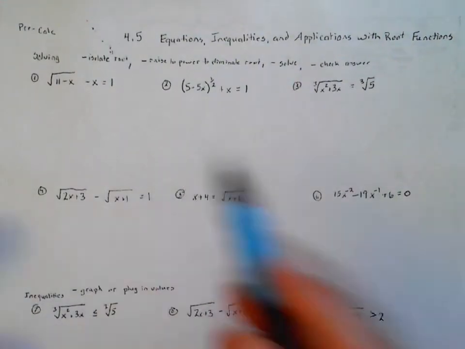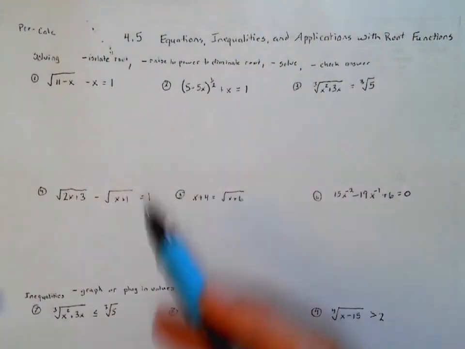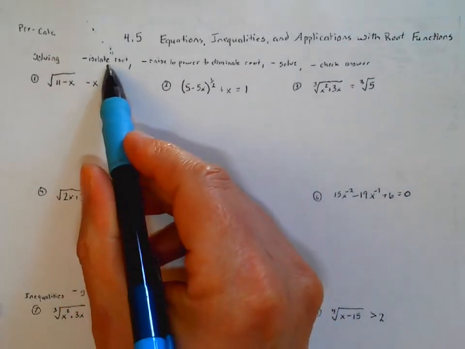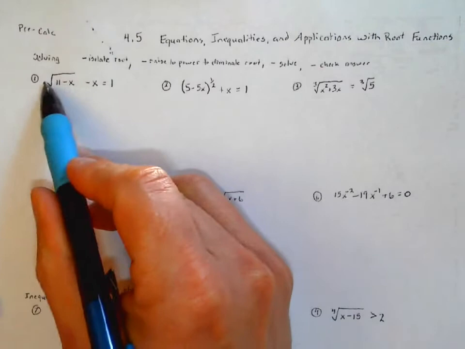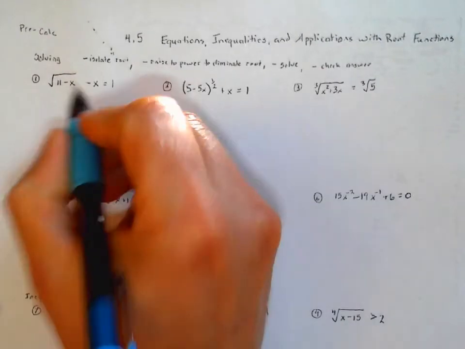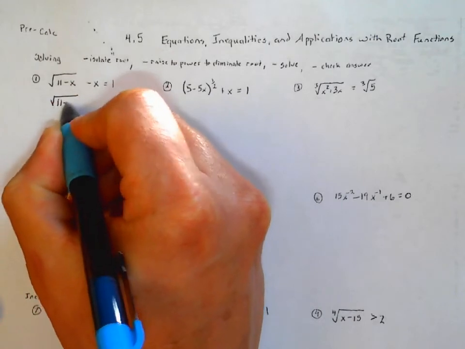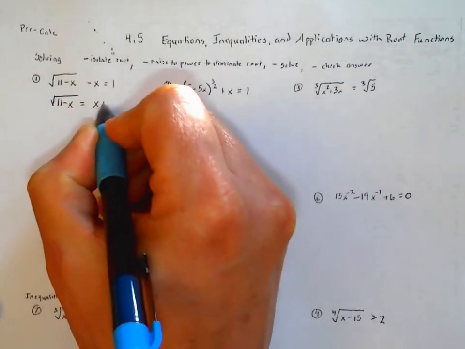We're going to solve equations and inequalities with roots and radicals here. So the first thing we want to do is isolate the root. So we want to get this root by itself here. We can do that by adding this x over. So we could have the square root of 11 minus x is equal to x plus 1.